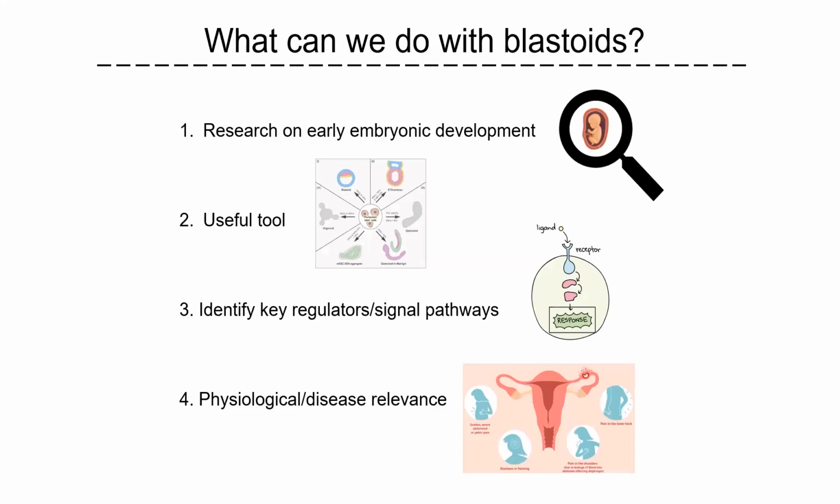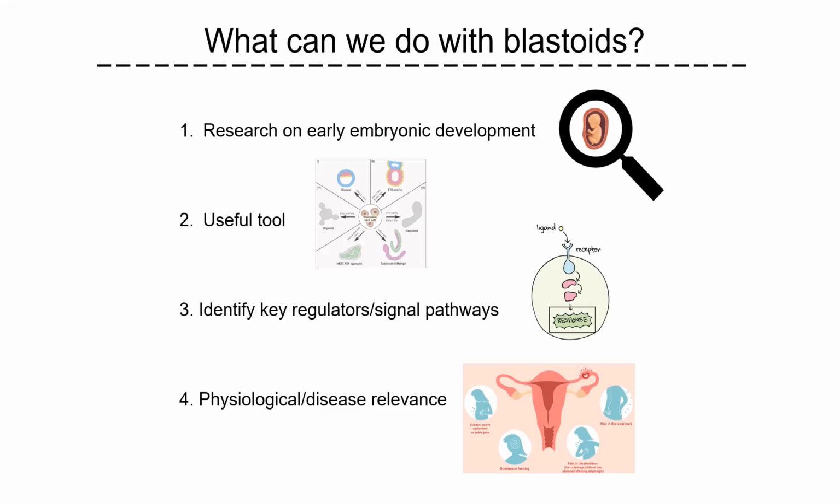Since the derived mouse and human blastoids are already successful, the next question is what we can do with blastoids. There is no doubt that blastoids are a valuable addition to research on early embryonic development. The post-implantation development happens in the uterus, which is very hard to observe. Blastoids can help us to uncover the developmental trajectory and milestones in early embryonic development, such as lineage segregation, implantation, and so on. Seeing is believing.